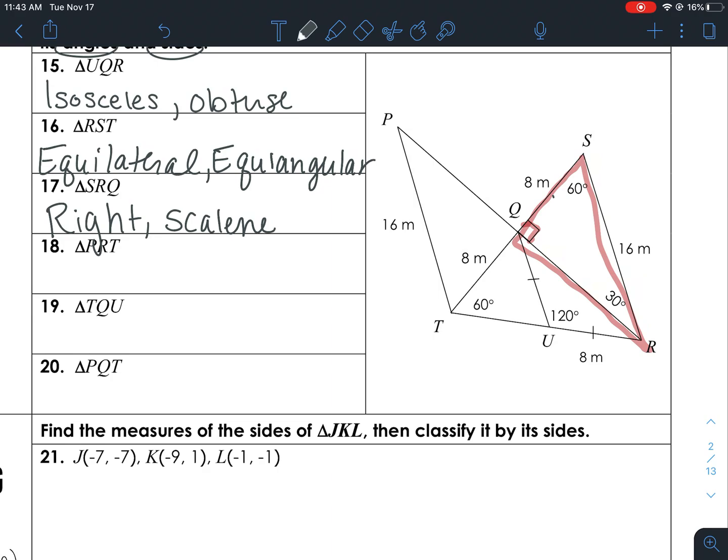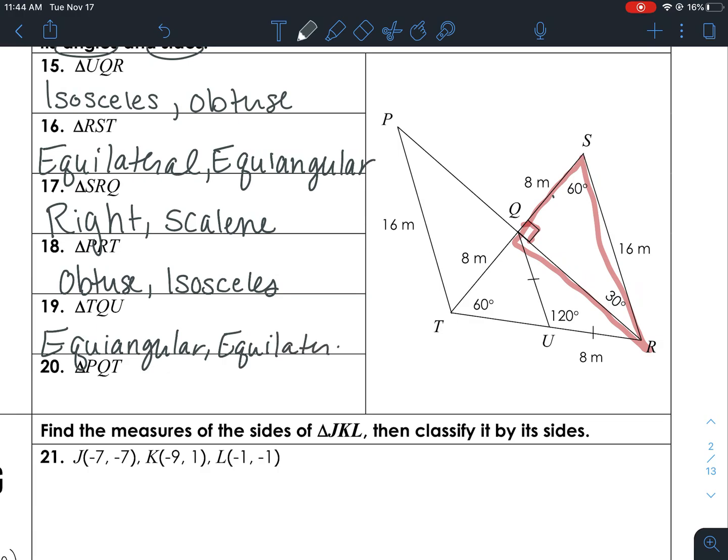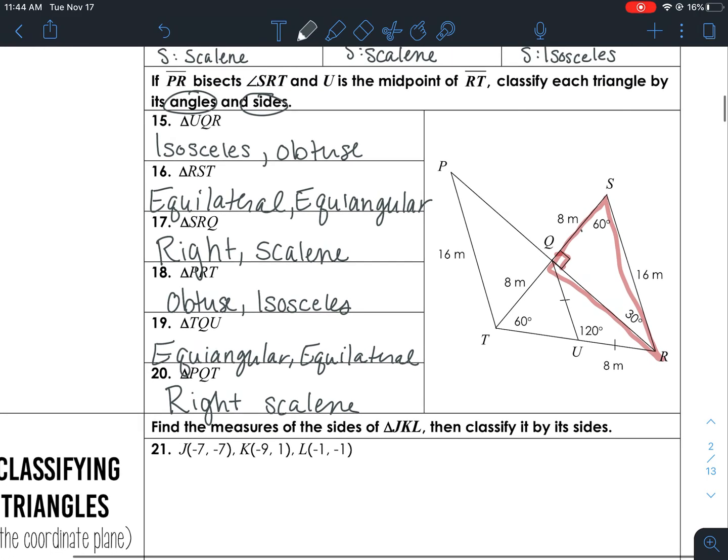All right, I'm going to give you the answers for 18, 19, and 20. 18 is going to be an obtuse isosceles. 19 is going to be, again, equiangular, equilateral. And 20 is going to be a right scalene again. Okay, so if you've tried any of those and you have a differing answer, let me know and we can work them out together.